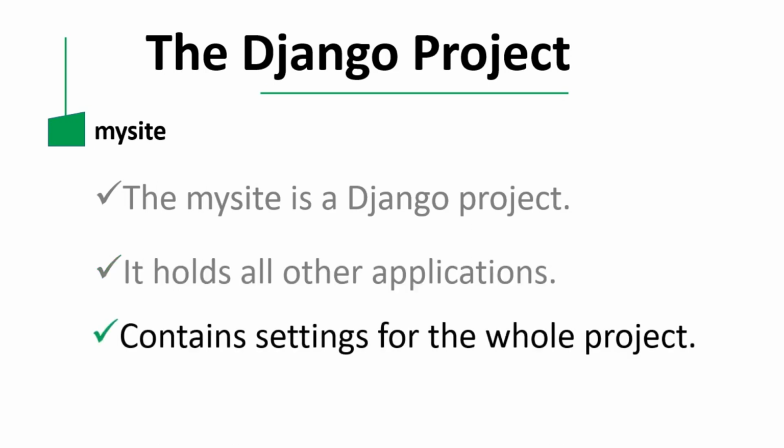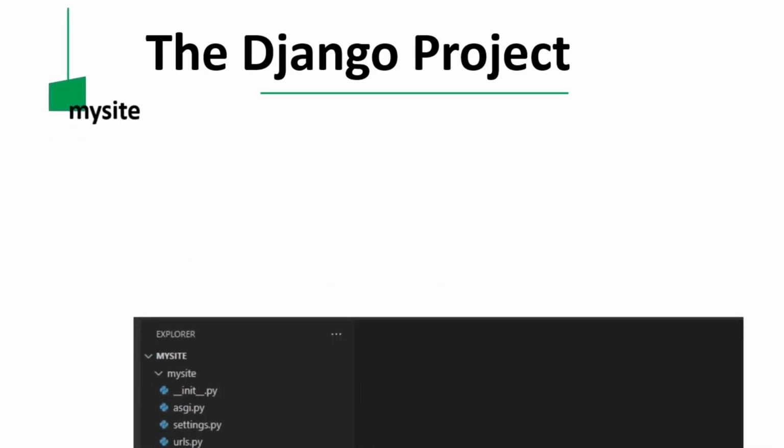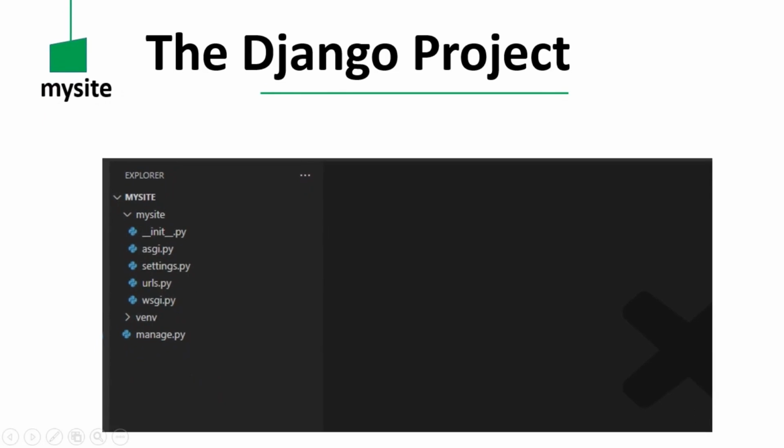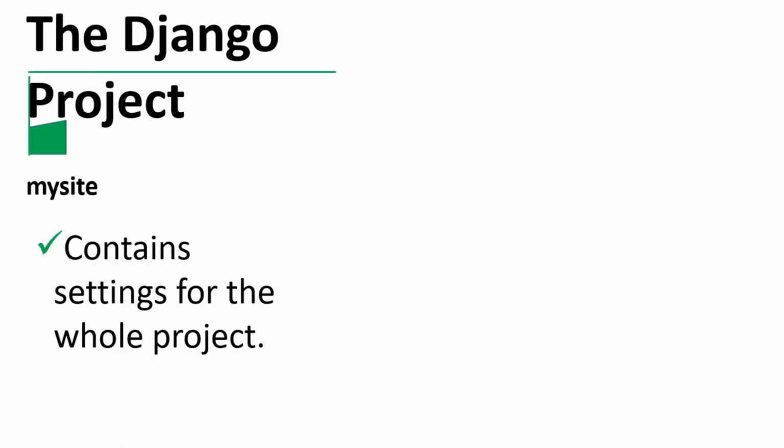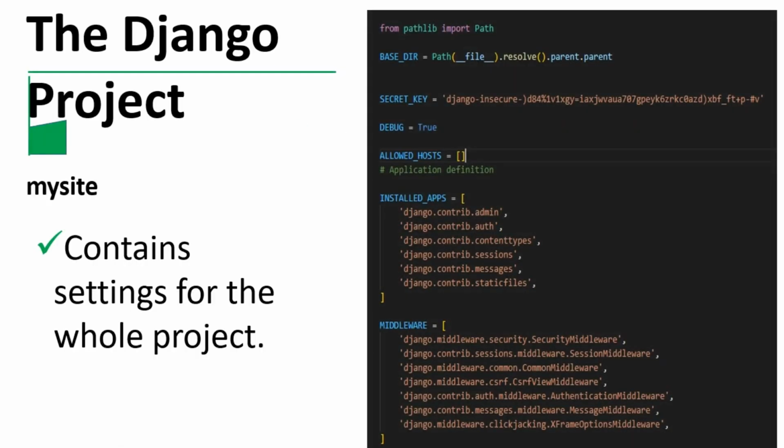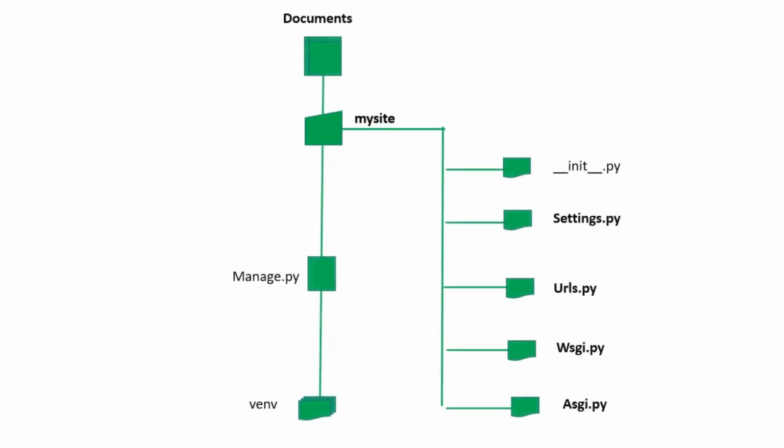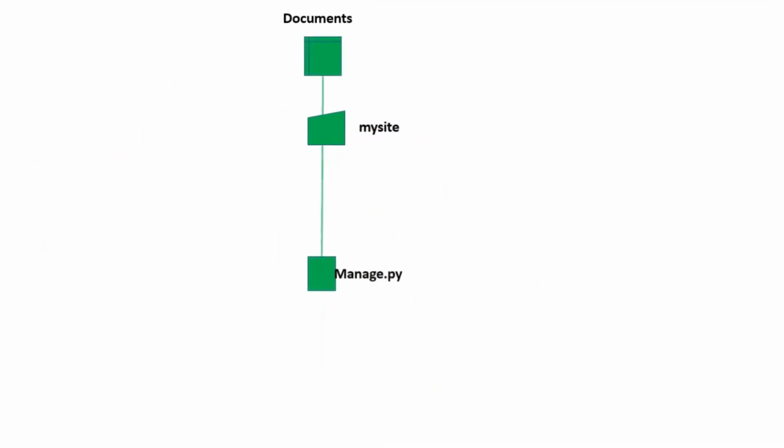This is the file structure that you get when you just create the Django project. In our case, we're calling it My Site. So the My Site project contains all these files here. In fact, these are the files that I just illustrated in a tree structure. So it contains all the settings for the whole project. We'll look at the settings as we go.